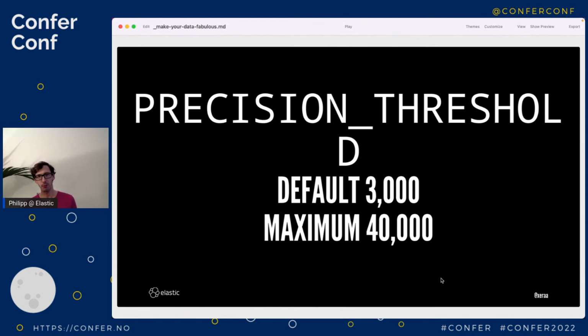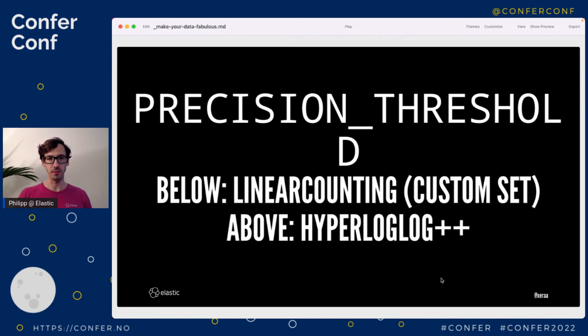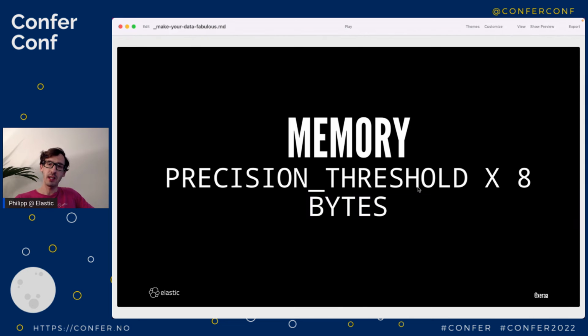What we have is the precision threshold. By default, we would use a value of 3000. You can set this up to 40,000, so that would be accurate counting. And over that, it's always an approximation. I've only set it to 10, so it's very tiny. But otherwise, my data set would have been too small to actually show the errors. So below, you have linear counting in a custom set, and otherwise, you have HyperLogLog++, so it's the approximation. And basically, how much memory you need is the precision threshold times 8 bytes. So in my first example, we used 80 bytes in memory for that calculation. So it's really minimal in that regard.